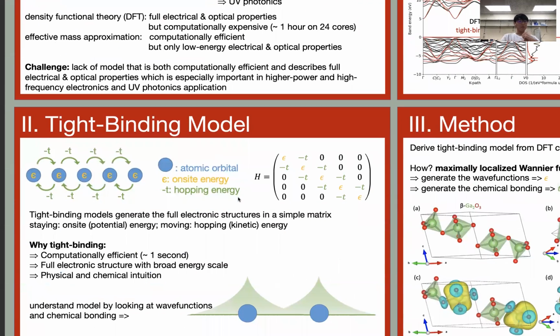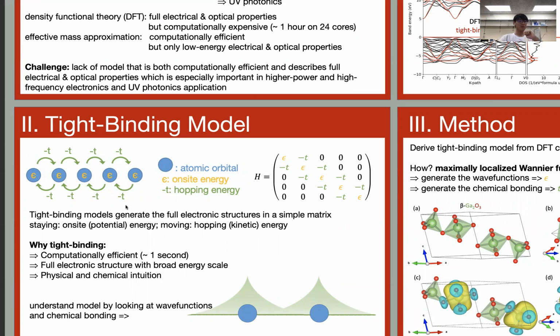That's why we come to the tight binding model, which can generate the full electronic structures in a very simple matrix. Because it is a simple matrix, it is computationally very efficient. It usually takes 1 second to solve the model. And it describes the full electronic structure with a broad energy scale. And it also gives you a physical and chemical intuition.